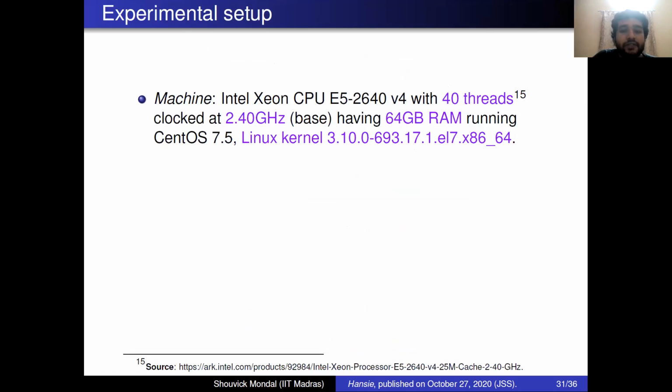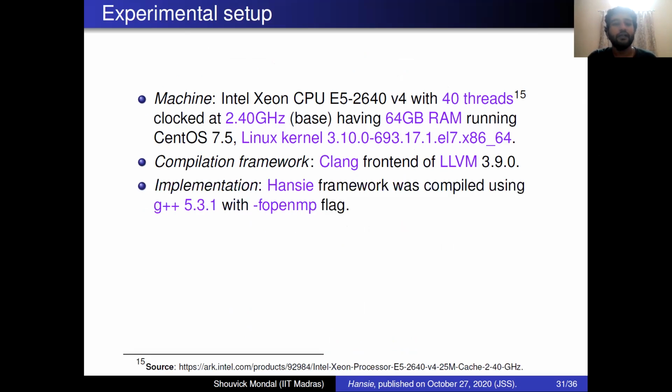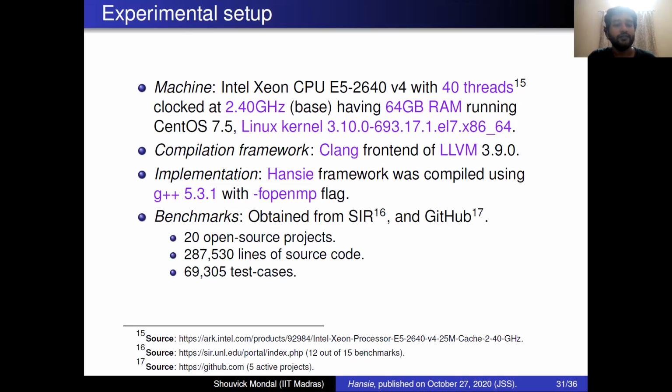We had a 40-threaded machine running Linux kernel 3.10. We used LLVM for the normalization of the source code so that multiple front ends are supported. We built the framework Hansie using G++ 5.3.1 with OpenMP parallelization, and we had 20 benchmarks, 20 projects from SIR and GitHub.